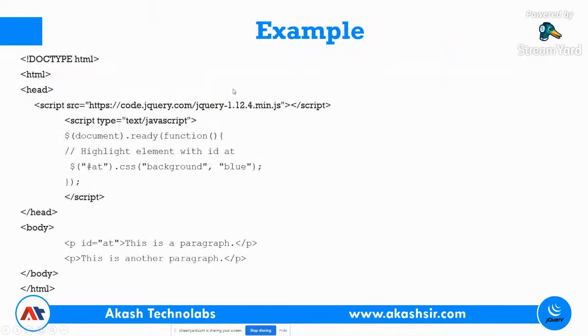For an example, let's say this is my one p tag. You can say it has some ID. ID equals to 80. 80 stands for Akash Technolab actually. You can specify any name.